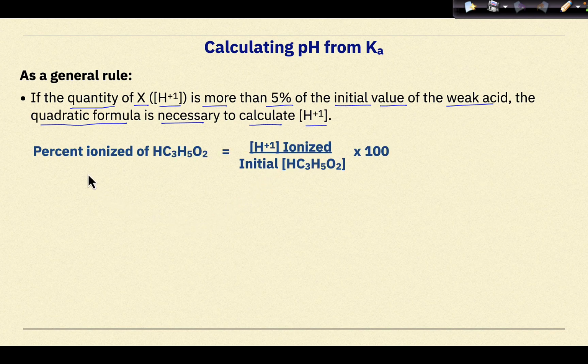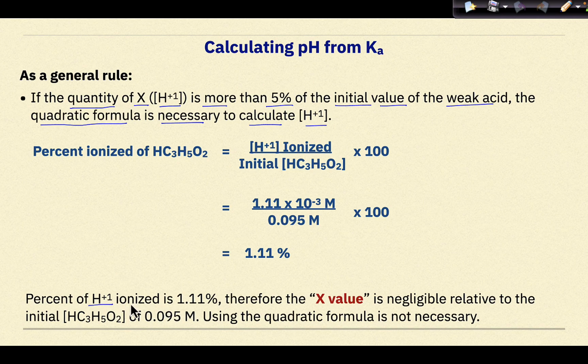So we'll use the formula: percent ionized of propanoic acid is equal to our hydrogen ion concentration ionized divided by the initial concentration of our weak acid, times 100. If we plug in our values, our hydrogen ion concentration of 1.11 times 10 to the negative 3 molar divided by our initial concentration of our weak acid, which is 1.095 molar, times 100, our calculated value is 1.11%, which means that the percent of hydrogen ions ionized is 1.11%.